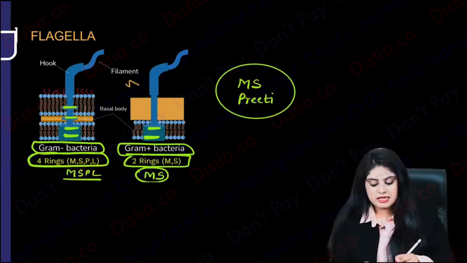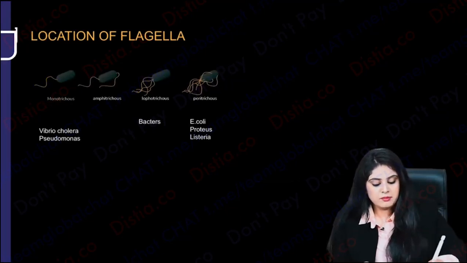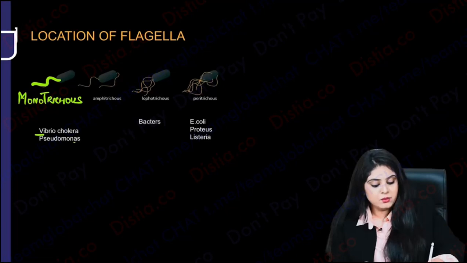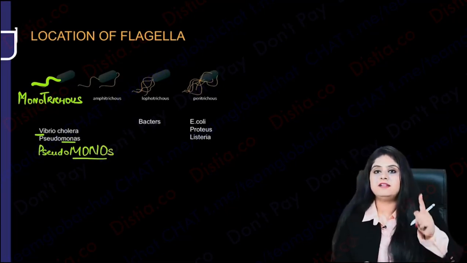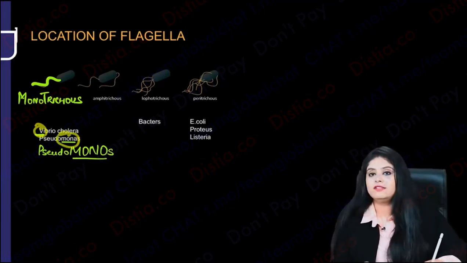So flagella is done. Now let's look at their location. If there is only one flagella like this, monotrichous, what do you mean by monotrichous? How have I learnt it? One flagella on the side, and that is going to be known as mono. Write with me, monotrichous. Mono means one. That basically means that Vibrio sounds like one and Pseudomonas. So Pseudomonas is also going to have one flagella on one side. So simple, Vibrio has one and Pseudomonas has one.